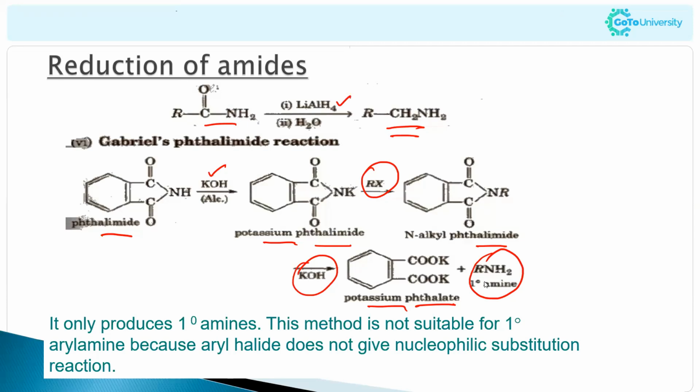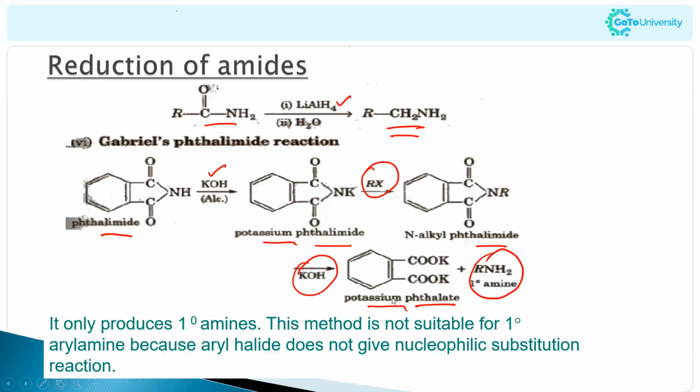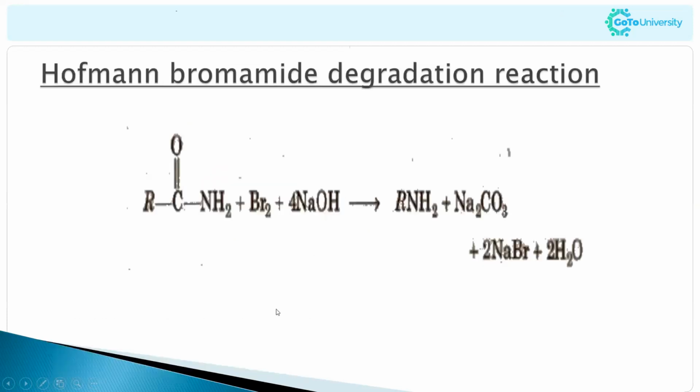Okay, hope the points are noted down. Now let us see the remaining, that is the Hoffmann bromamide degradation reaction. The Gabriel phthalimide reaction is clear. Next is the Hoffmann bromamide degradation reaction. In this reaction also we have an amide, reacting with bromine and sodium hydroxide and converting into aromatic primary amine. Okay, so this is the reaction.